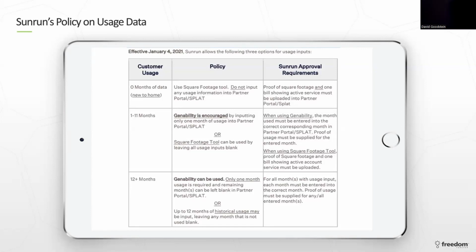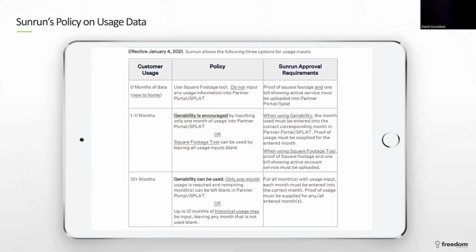Now, if you have between 1 and 11 months of usage, you're going to be using their Genability tool by putting in the months of usage that you have or the square footage tool. When using Genability, the month must be entered into the correct corresponding month in the partner portal, Splat, or in this case, One. Proof of usage must be supplied for the entered month. When you're using the square footage tool, the proof of square footage and one bill showing an active account must be uploaded.